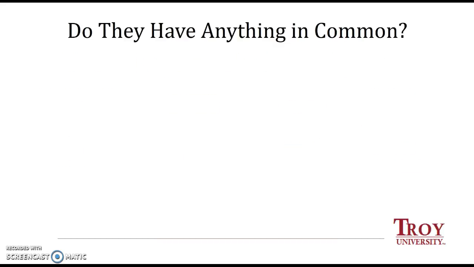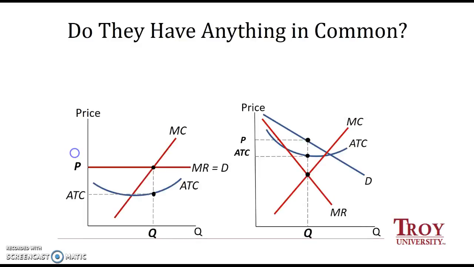Our market structures seem to be very different, but they do have a common theme. Let's begin by looking at the firm demand, marginal revenue, marginal cost, and average cost curves for perfect competition and monopoly. As you can see, the perfectly competitive firm has a horizontal or perfectly elastic demand and marginal revenue curve. This is because the firm is a price taker. The monopoly, however, has a downward sloping demand and marginal revenue curve because the firm is a price maker. Each firm has an upward sloping marginal cost and the familiar U-shaped average cost curve, labeled here ATC.